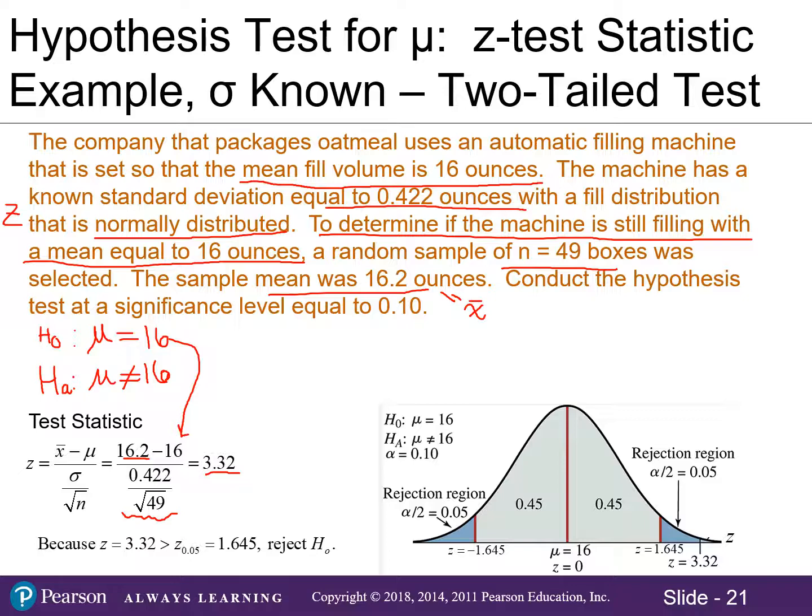All right, now let's build our distribution. So remember, you use your H0 to build your center. So there's my mean, which is equivalent to z being 0 if I look at the standard normal distribution because its mean is 0.